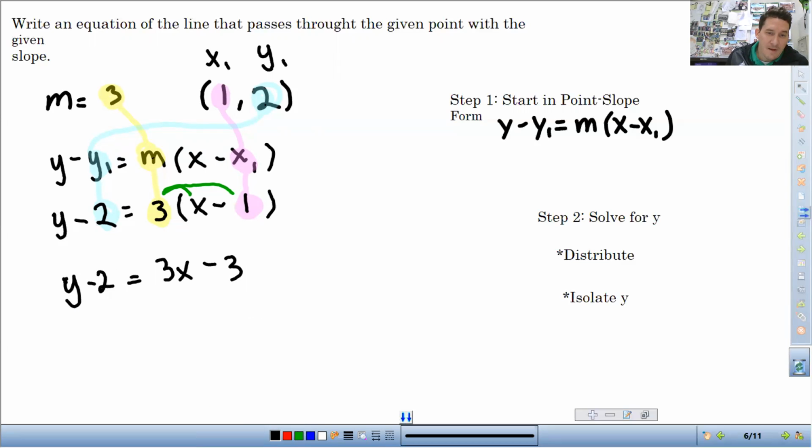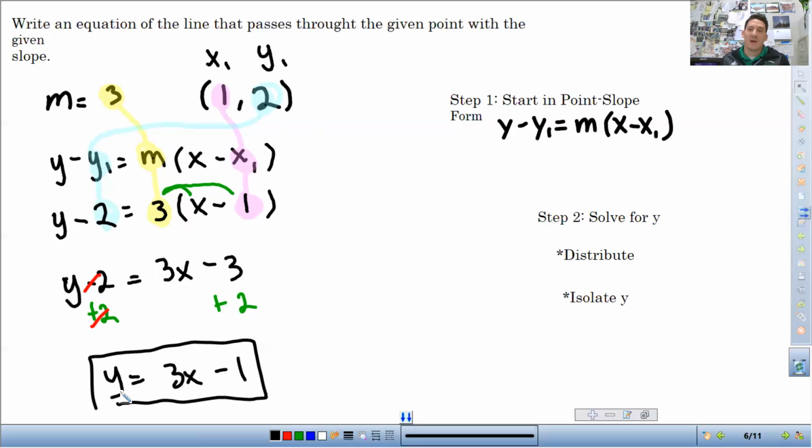And then to finish solving, I need to get y by itself. So I just need to move this minus 2 to the other side by adding 2 to each side. Minus 2 plus 2 cancels out. I get y is equal to 3x. Negative 3 plus 2 is negative 1. And then we're done.